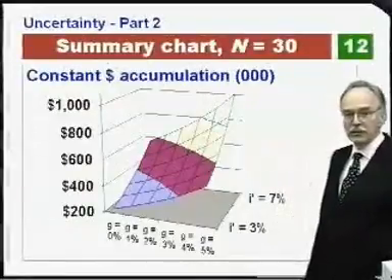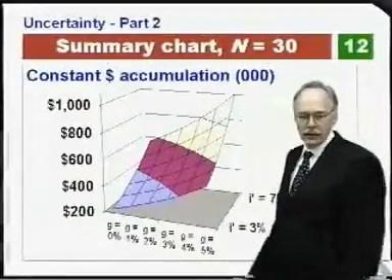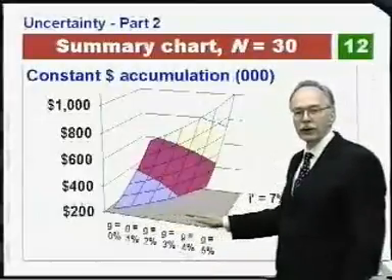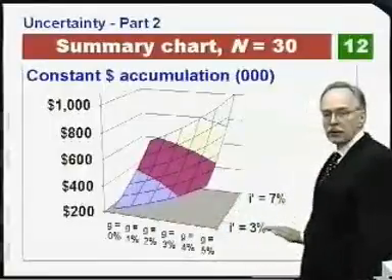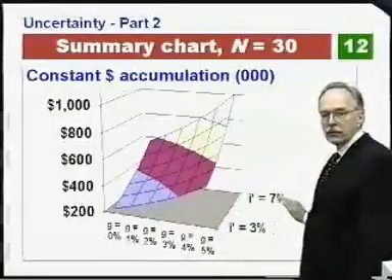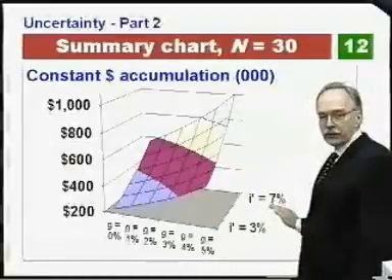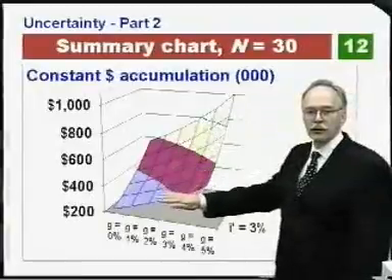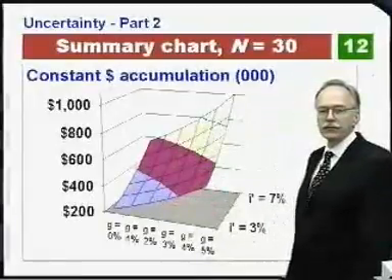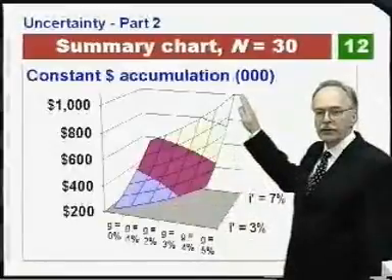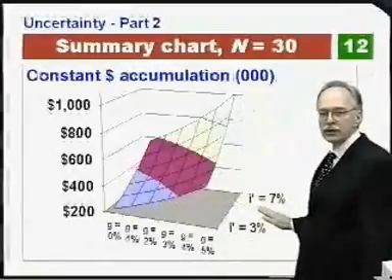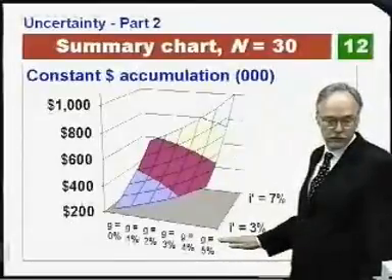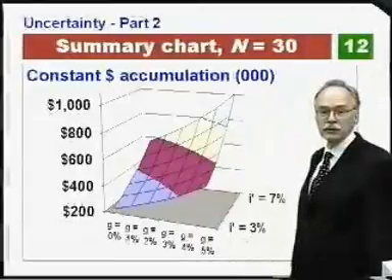Well, let's look at a graphical representation of this particular example. What we have here on this axis are the growth rates in our real salary over and above inflation. On this axis, it's the real earnings rate. It's the earnings rate with inflation factored out. And then we have the surface here that shows what the constant dollar accumulation is. Of course, what we'd like to be up here, that means we'd have to have a real earnings rate of 7% or more, and a real salary growth rate of perhaps 5% or more over and above inflation.